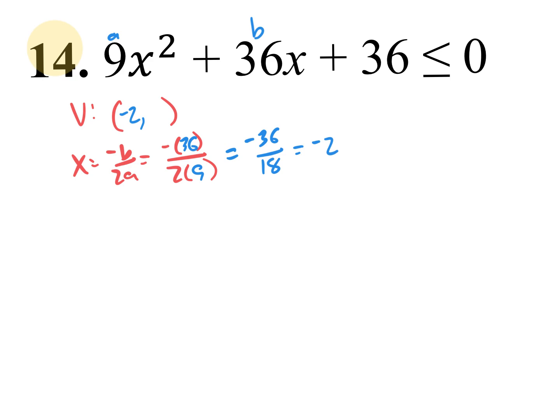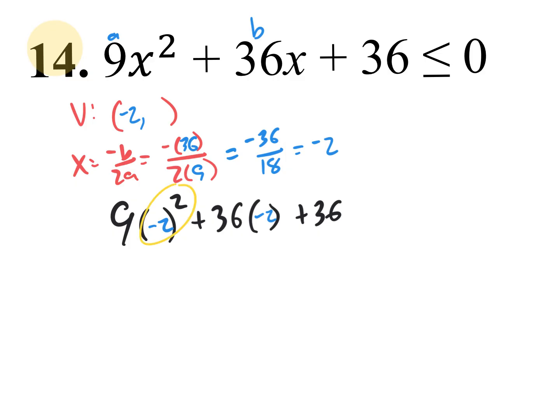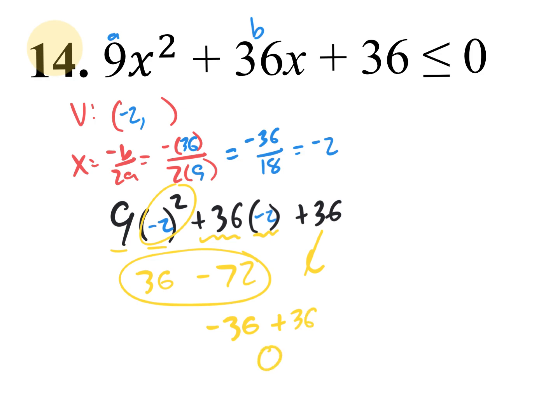Then you're going to find the y value by plugging it back in. 9x squared plus 36x plus 36, and you're plugging in that x value of negative 2 to find the y value. When you do the math, you could do it all on a calculator, or you could do negative 2 times itself. That's 4. 9 times 4 is 36, but 36 times negative 2 is negative 72. And when you combine 36 and negative 72, you get a negative 36. But then you bring down this positive 36 and you end up with 0. Yay? So the vertex y value is 0.